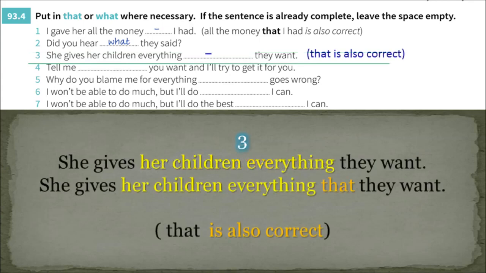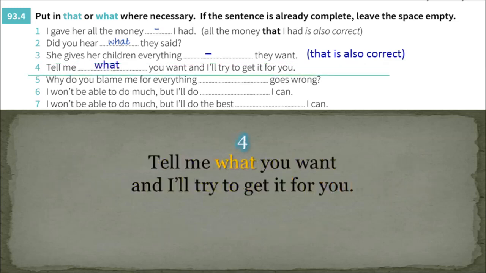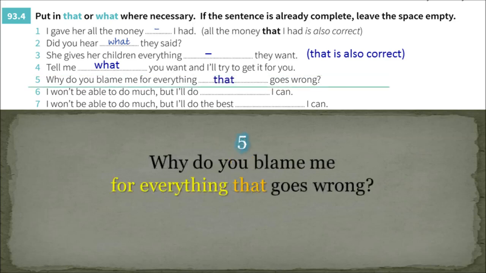She gives her children everything they want. She gives her children everything that they want. Tell me what you want and I'll try to get it for you. Why do you blame me for everything that goes wrong?